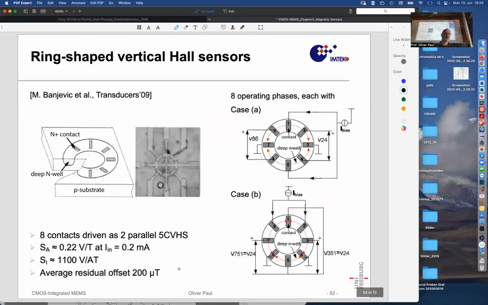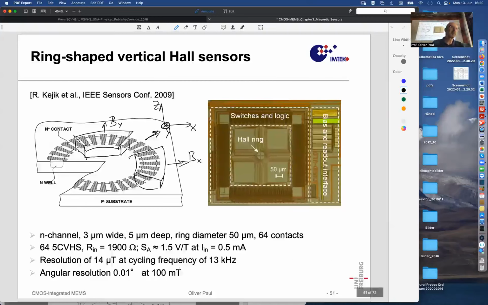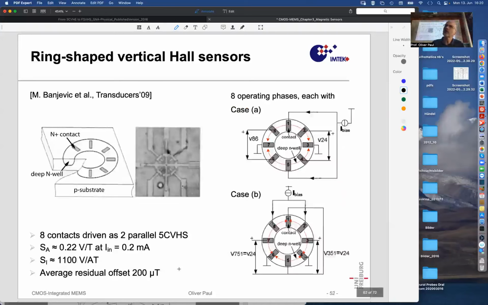A simplified version of this device was demonstrated by Mariana Banjevic, also from Professor Popovic. I was a co-examiner of her PhD thesis, so I know her work, and that's why I present it here. She said, well, do we really need 64? Can't we do with fewer? So we can even cycle faster, or why waste circuit area to contact 64 contacts when we only have a smaller number? So she said, okay, the minimal thing I can do is 8 contacts in this philosophy.